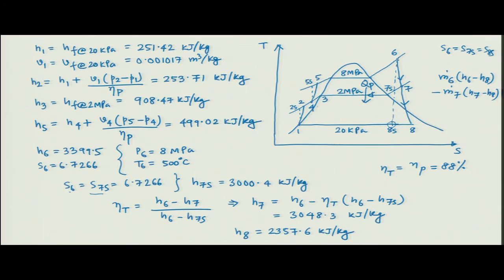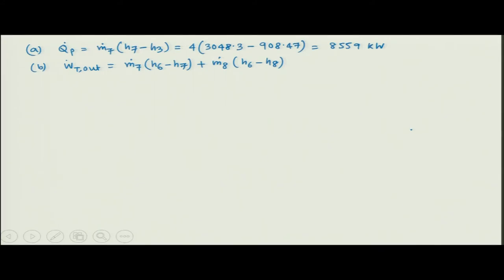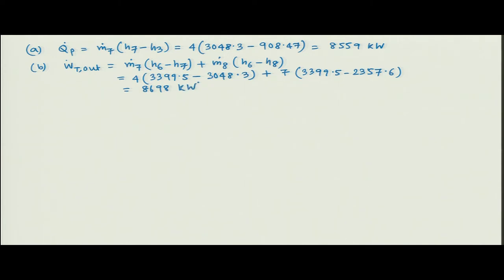Here actually there is 11 kg per second of steam that is expanding from 6 to 7, but thereafter it is only 7 kg per second steam which is expanding from point 7 to 8. So that you have to take care. I can write it as M dot 7 is basically 4 kg per second, H6 is 3399.5, H7 is 3048.3, M dot 8 is 7 kg per second, and then H6 minus H8 is 3399.5 minus 2357.6. So this will give you 8698 kilowatt. So that is the turbine work output.